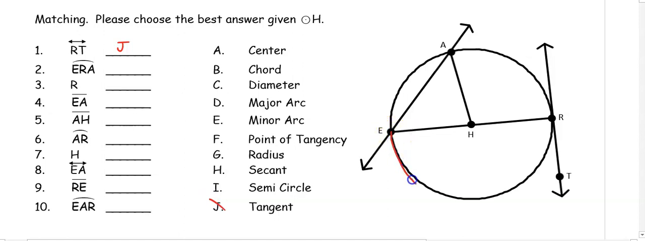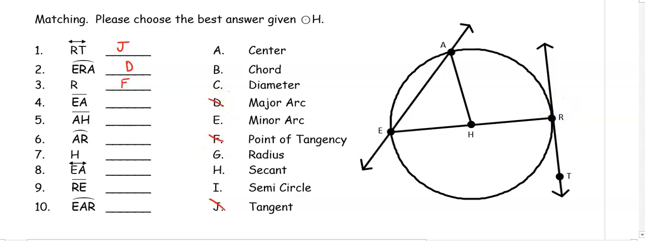Arc ERA, we have to follow it in letter order. That's bigger than half a circle, so that is going to be a major arc. R is a point. This is where the tangent line is intersecting the circle. So that would be our point of tangency.